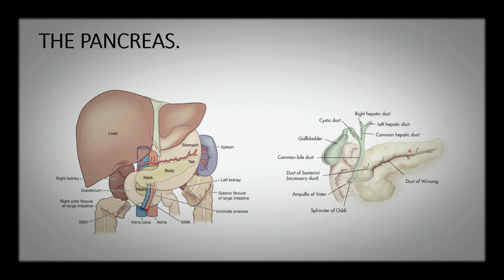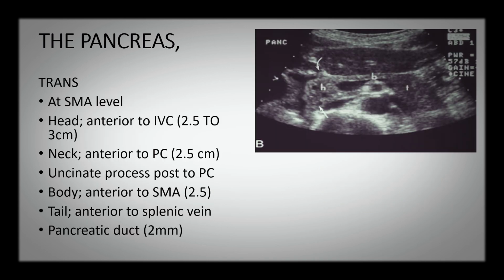So there, the pancreatic duct still joins the GIT. Therefore, this is the pancreas which we are going to see. Alright, so sonographically the pancreas is scanned in both sagittal and transverse. So we're going to start with the transverse view.